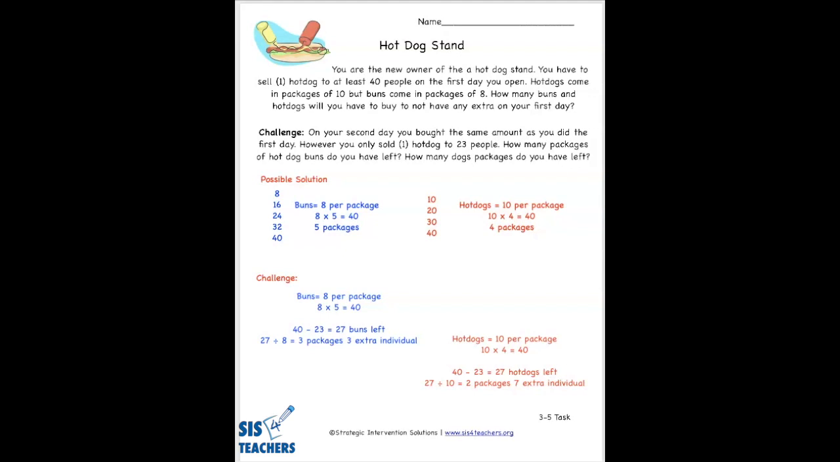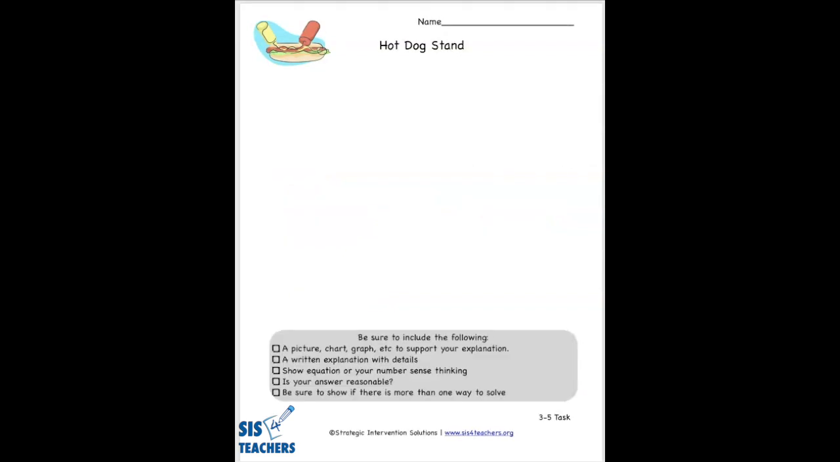Now remember, with students within a task, we give them kind of this gray area to have them have a sort of a checklist. Did I do a picture or a chart or a graph to help support my explanation? We would want kids in 3-5 to be able to write a written explanation as to how they know what they know. Are they showing an equation in number sense in their thinking? Is their answer reasonable? Can they show more than one way to figure this out, depending on how they're solving the task?